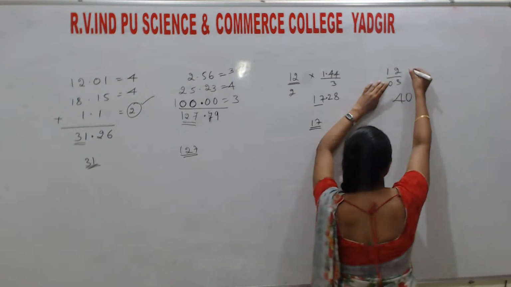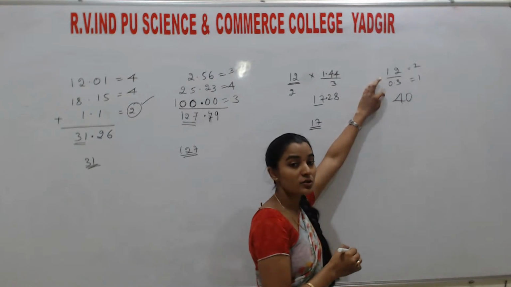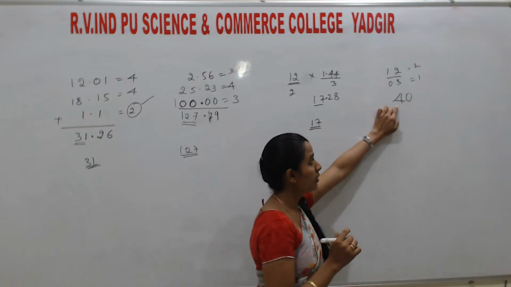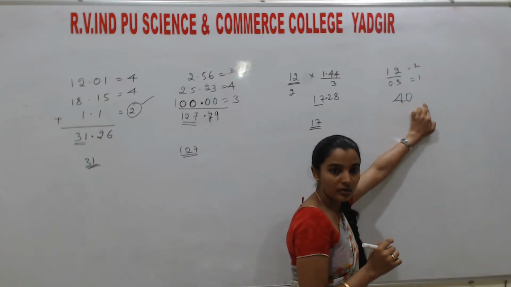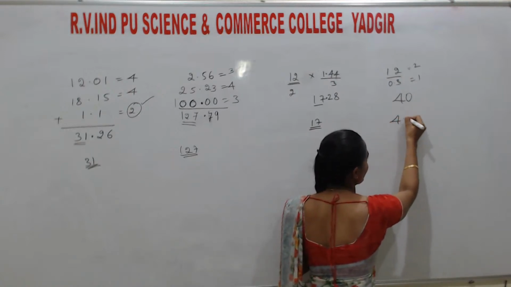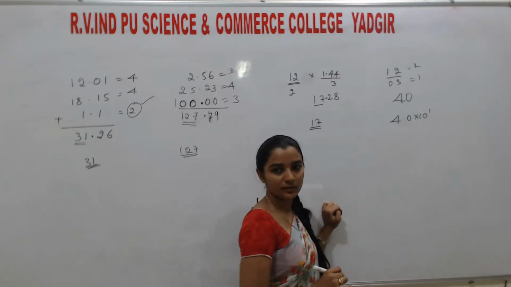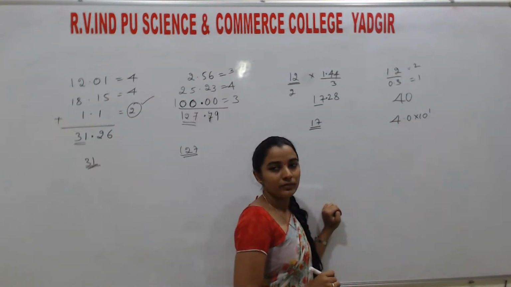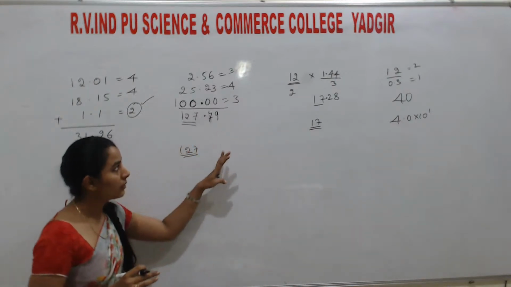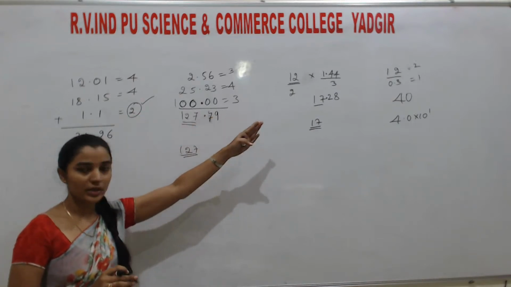40 means here the significant figure is 2, here the significant figure is 1. The answer should present only one significant figure. Here all non-zero digits are significant, but this is infinite. The answer should be written with one significant figure, which means it is 4.0 into 10 to the power 1. Like this. Understood? Okay. So this is all about addition, subtraction, multiplication and division.